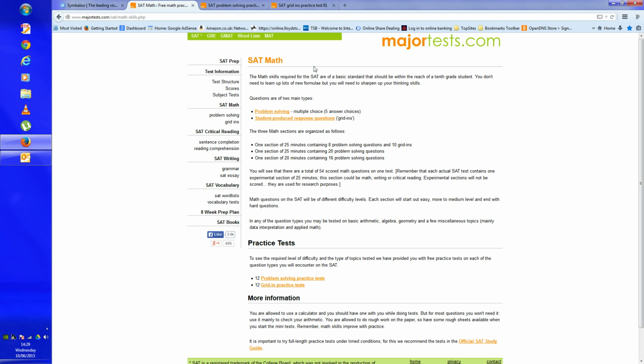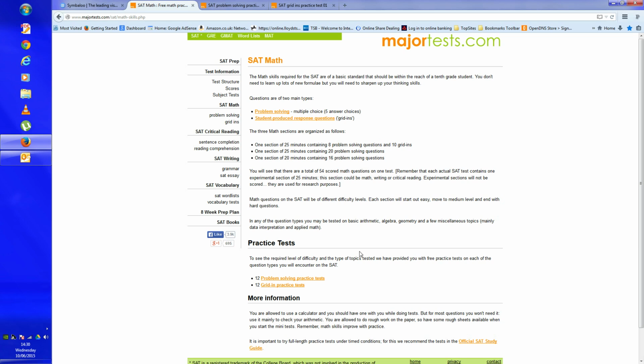There's two sections: SAT math test, problem solving, and student produced response questions, grids in questions. Basically the problem solving consists of multiple choice questions which have 5 answer choices, and you choose A, B, C, D or E. And student produced response questions, grids in. This is where you actually physically enter in a value as opposed to choosing from A, B, C, D or E. So you read the question, then you have an edit box underneath whereby you put your actual answer in using your keyboard on the computer.